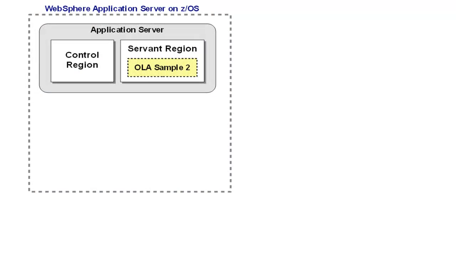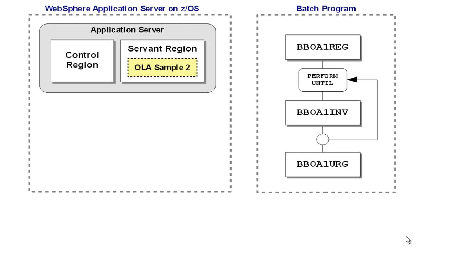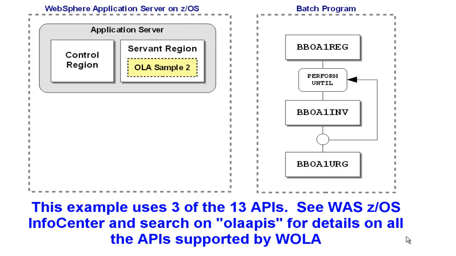This demo is going to be very much like the previous demo where we had kicks talking inbound to WAS, except here we're going to take kicks completely out of the picture and we're going to introduce a batch program that's written in COBOL that is going to use WOLA to invoke the EJB in WAS. The batch program uses 3 of the APIs. It's a relatively simple batch program.